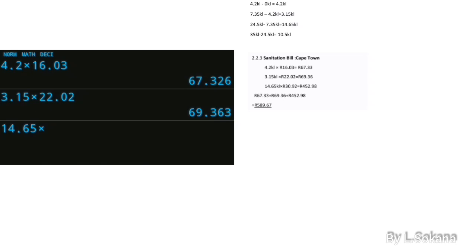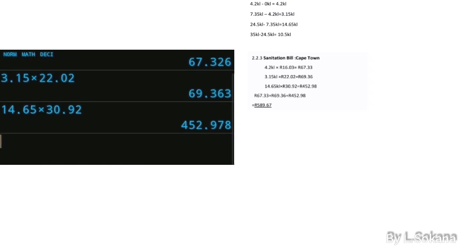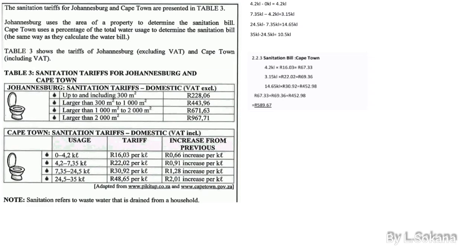And now we'll have to add our answers. That's 67 rand 33 cents plus 69 rand 36 cents plus 452 rand 98 cents, which gives us 589 rand 67 cents. Moving to the sanitation bill for Johannesburg.